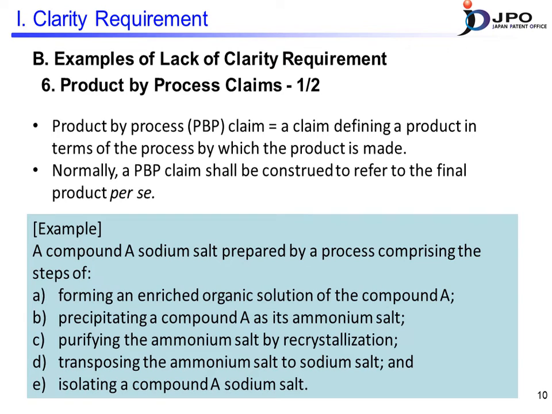Please look at the example in this slide. This is an example of a claim for compound A sodium salt prepared by a process comprising steps A through E. The scope of this claim covers not only compound A, sodium salt prepared by the process comprising steps A through E, but also a substance with the same ingredients prepared by a different process. Therefore, the scope of a PBP claim is difficult to understand at a glance. In which case does the PBP claim become unclear? Let's go to the next slide.